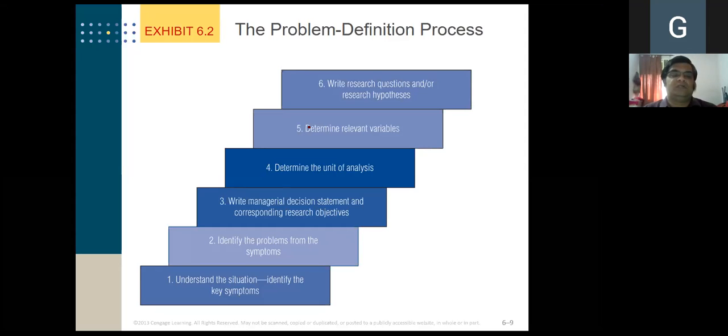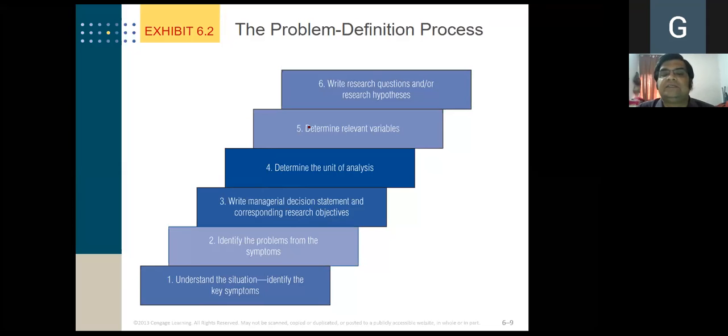Number 1, understand the situation and identify the key symptoms. First, the key symptoms are identified, and then the problems are identified from the symptoms. What are the symptoms? How do we identify them? I will show you. Number 2, write the managerial decision statement and the corresponding research objectives. So we will learn what these are. What is a decision statement? What is a research objective?